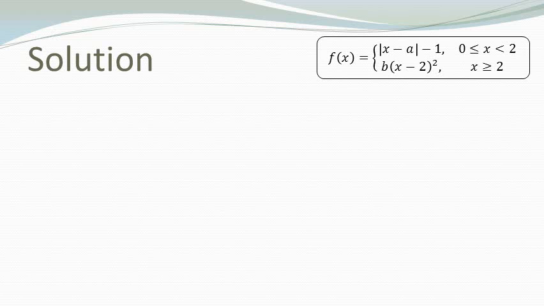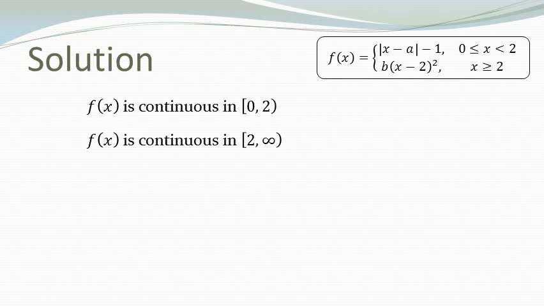Well, the first step would be to write down the given function. So this is the function given to us. Now it is very clear that f is continuous in the interval (0, 2) as shown over here. It is also continuous in the interval from 2 to infinity. Now let us say that x is a number which lies between a and 2. Therefore the function can be written down as mod of x minus a minus 1. Now since x is greater than a, we can write it as x minus a minus 1.